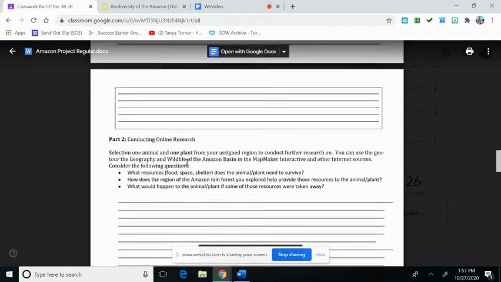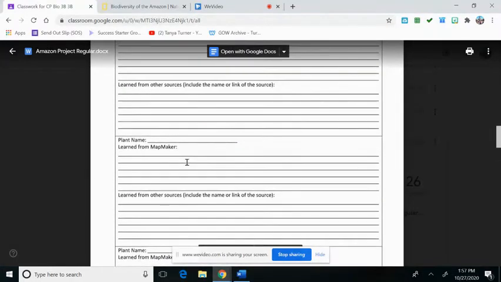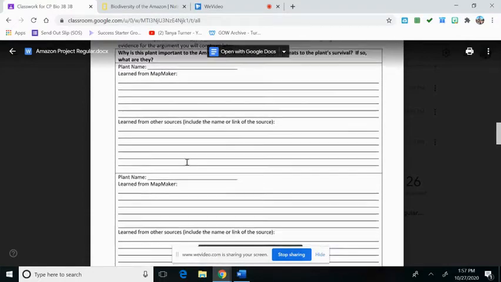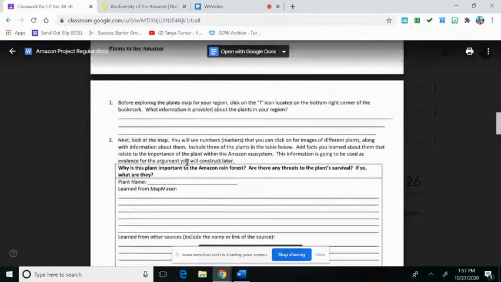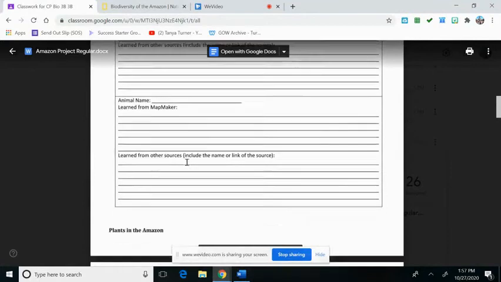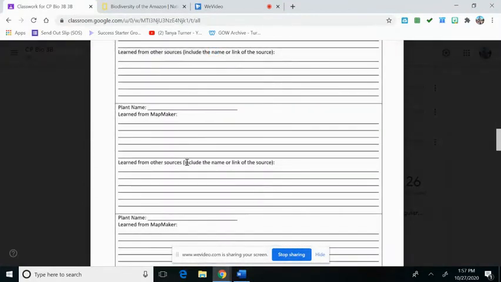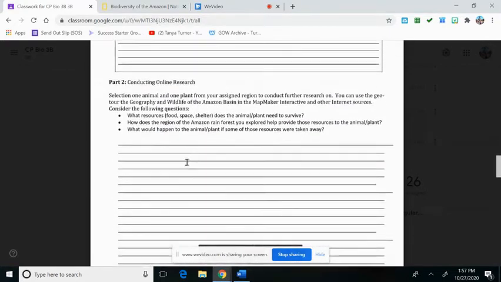So in part 2, you're taking what you looked at in part 1. Part 1 asked you to find 3 plants and 3 animals, but pick your favorite one. So I liked the heron, the yellow-crowned heron. So that would probably be my animal.